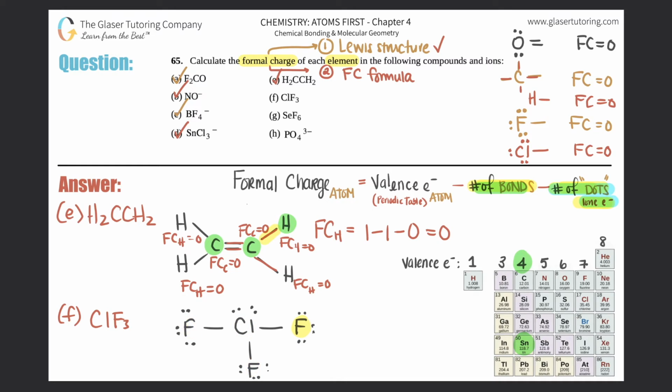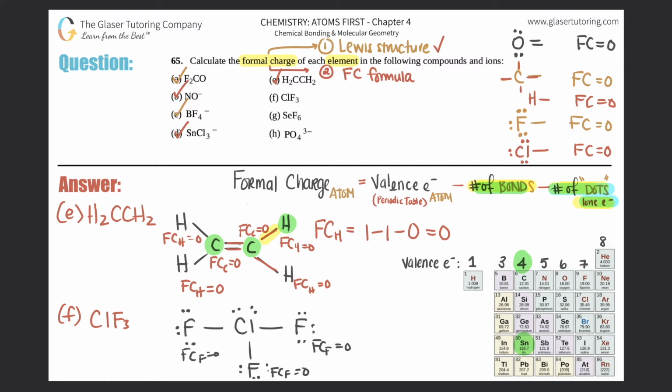But even better, this fluorine has 1 bond and 3 lone pairs. This fluorine has 1 bond, 3 lone pairs. And this fluorine has 1 bond, 3 lone pairs. Do we already know what the formal charge will be when a fluorine has 1 bond and 3 lone pairs? Yes, we do. The formal charge is 0. So we've already done this one. The formal charge of this fluorine would be 0. The formal charge for this fluorine would be 0. And the formal charge for this fluorine would be 0. The only one that's different is this chlorine.